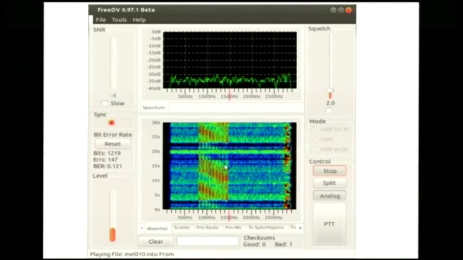So this is the software we use to listen to these signals off air. That's the spectrum of the signal coming in. So that's a graph of amplitude along the left and frequency along the bottom. You can see the signal's not there, essentially. It's beneath the noise floor.